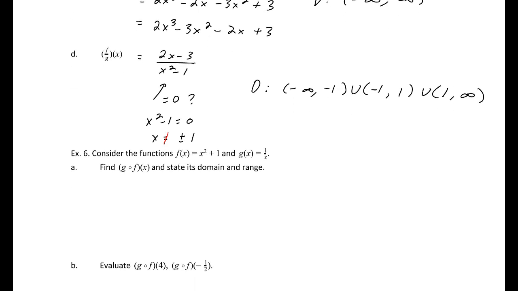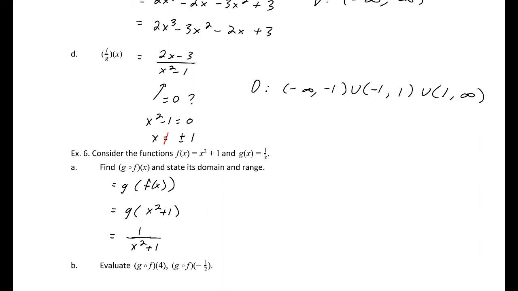All right, example 6. Consider the functions f of x equals x squared plus 1 and g of x equals 1 over x. Find g of f of x and state its domain and range. So g of f of x means that I'm evaluating g of x at f of x. So in this case, that would be g of x squared plus 1. Now g is the reciprocal function, so this is 1 over x squared plus 1. So there's our function. There's g of f of x.